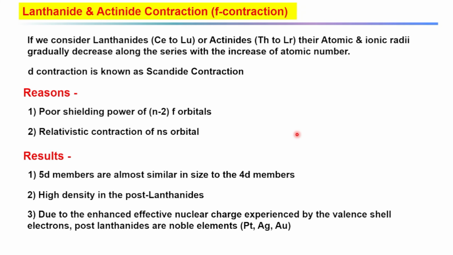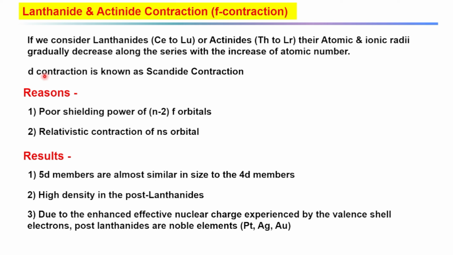Now we will discuss another major topic, that is lanthanide and actinide contraction, which is also known as f contraction. Now what is this? If we consider lanthanides from cerium to lutetium, or actinides, from thorium to lawrencium, their atomic and ionic radii gradually decrease along the series with the increase of atomic number. So if we go from left to right in these lanthanides, the atomic radius and ionic radius decrease very much. So this is called f contraction, or lanthanide and actinide contraction.